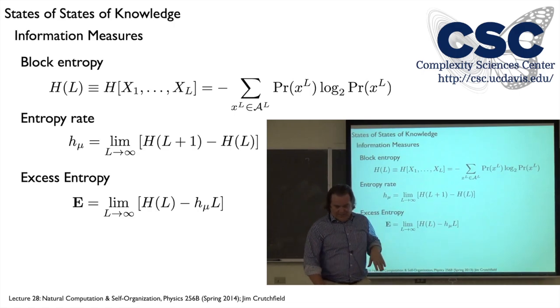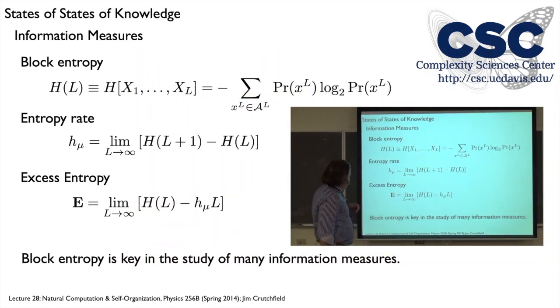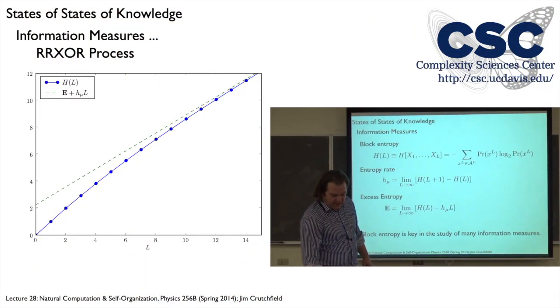Of course, one would like to go rather directly from the epsilon machine. We can get the entropy rate, if I have the epsilon machine, just from the state-averaged transition uncertainty. So there's another way of doing that. But let's just think about the things that we can get from the block entropy.